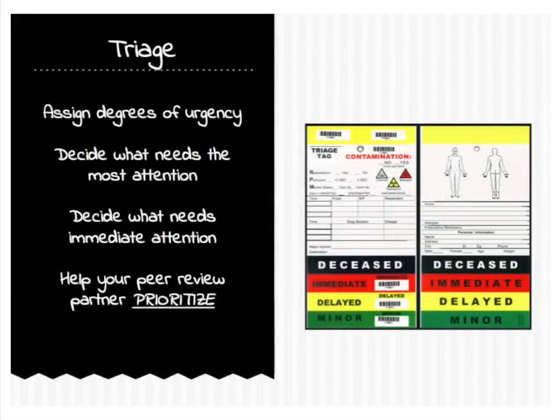So, what is triage and how can we apply it to peer review? Triage is typically used in an emergency room or urgent care facility to assign degrees of urgency to wounds and/or illnesses in order to treat a large number of patients. A triage tag, like the one shown on the right, is used to tag certain charts based on how urgently a patient needs medical attention.